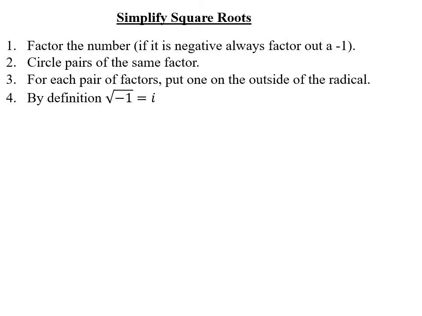Now simplifying, we're skipping down to simplifying square roots because we need that to solve with square roots. So first thing, just kind of reviewing, factor the number. If it is negative, always factor out a negative 1. Circle pairs of the same factor. For each pair of factors, put 1 on the outside of the radical. And by definition, the square root of negative 1 is i. It's an imaginary square root. Yes, that's an actual type of number.